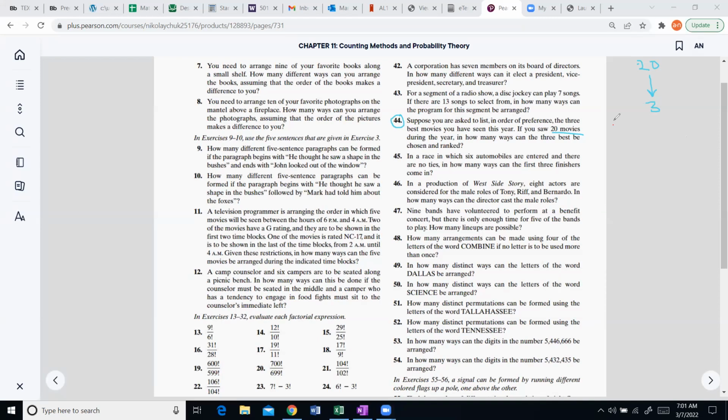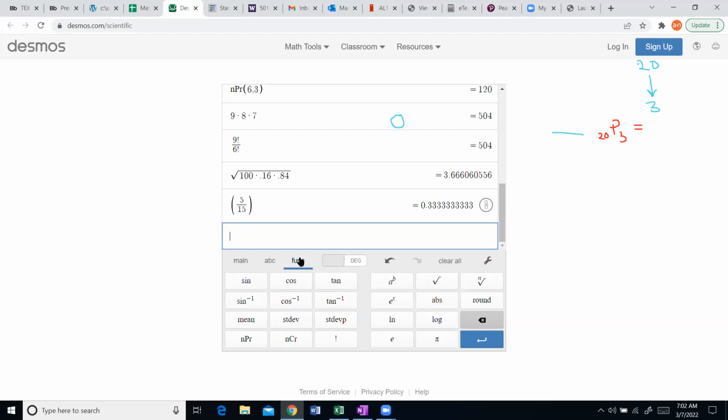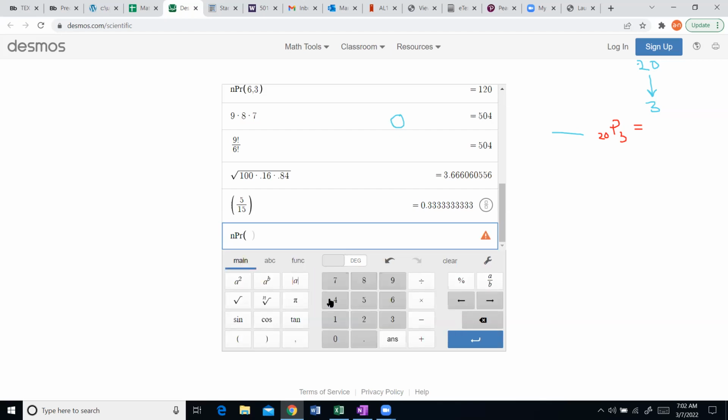So you do permutations. Out of 20 movies, you can select any 3 and put them in any possible order. To do this, I will use the favorite formula. I go to functions, remember? Permutations is in the lowest left corner of this set of possible functions. So I go back to main, enter 20, comma 3 in the parentheses, and get the answer.